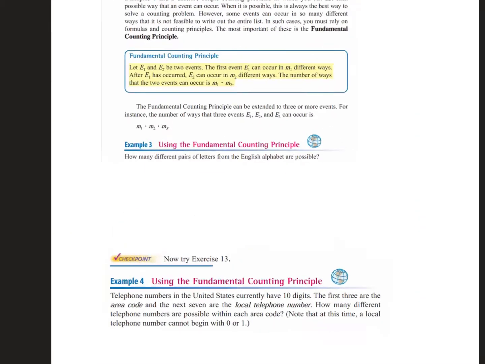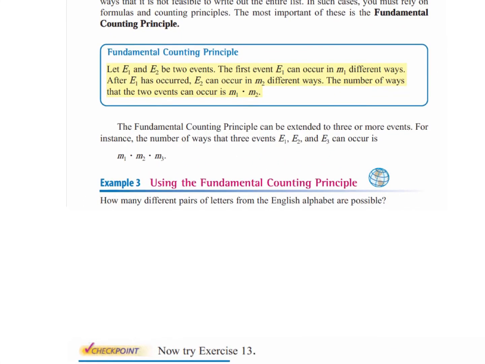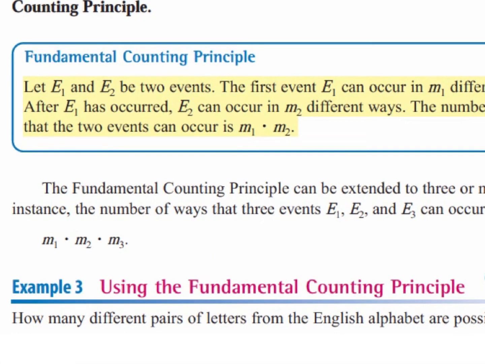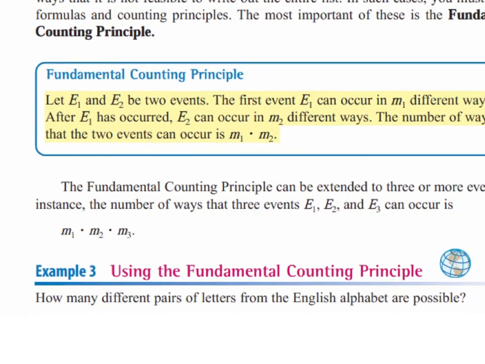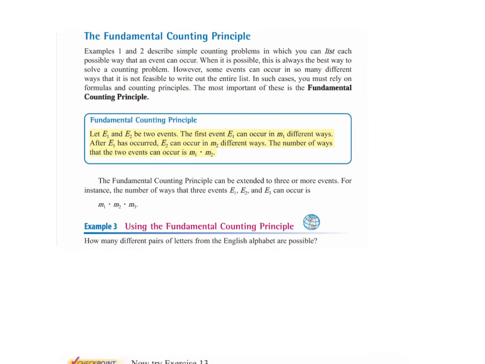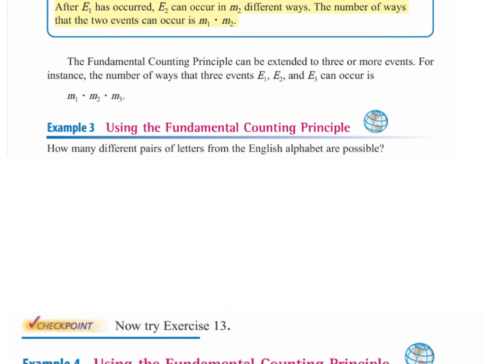All right, so let's look at a problem like this. We're talking about the fundamental counting principle. What I'm talking to you about is written right here. It's talking about events occurring and how many different ways they can occur. So let's just think, okay? You guys are just using your brains and we're thinking. How many different pairs of letters from the English alphabet are possible?